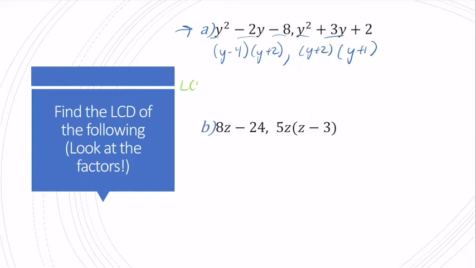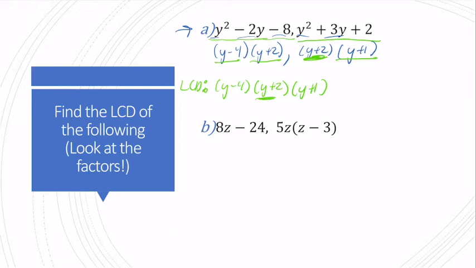Okay. In order for an expression to be divisible by y squared minus 2y minus 8, it needs a factor of y minus 4 and a factor of y plus 2. In order for an expression to be divisible by y squared plus 3y plus 2, I'm going to need a factor of y plus 2, which I already have, and a factor of y plus 1. And we want to leave this factored. So the least common denominator is y minus 4 times y plus 2 times y plus 1.